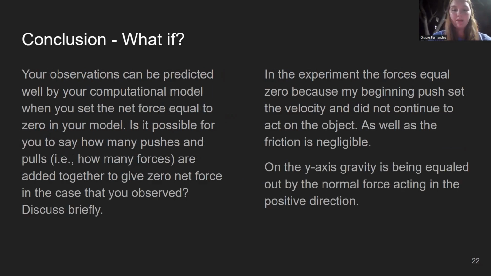Lastly, your observation can be predicted well by a computational model. When you set the net force equal to zero in your model, is it possible for you to say how many pushes and pulls are added together to give the net force in the case that you observed? Discuss briefly. In the experiment, the force equals zero because the beginning push set the velocity and did not continue to act on the object, and the friction is negligible. On the x-axis, gravity is canceled out by the normal force acting in the opposite direction.